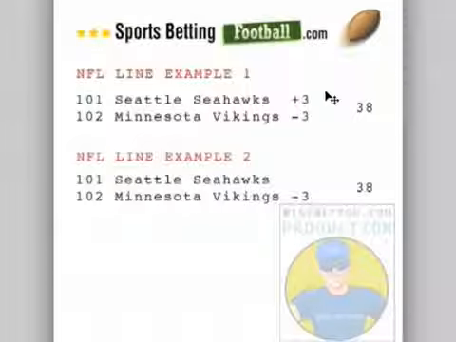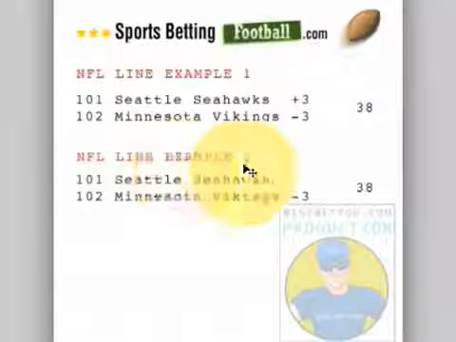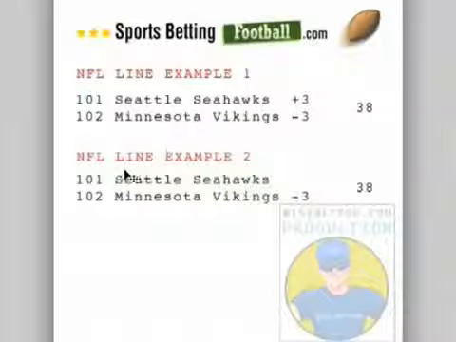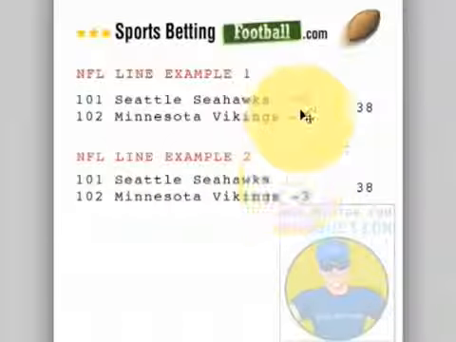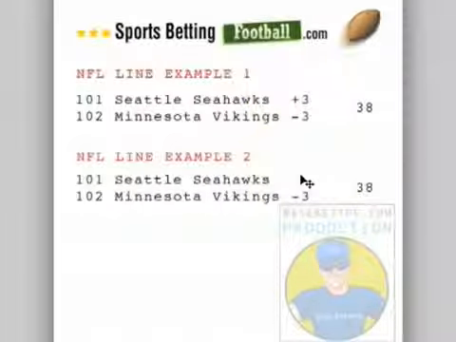Let's go down here and look at example number 2, NFL line example 2. All this is right here is, you'll notice a blank space. There's nothing here. You know, above there was the plus 3, now there's nothing. Same thing. Everything's the same that I just told you. It's just a different line format.